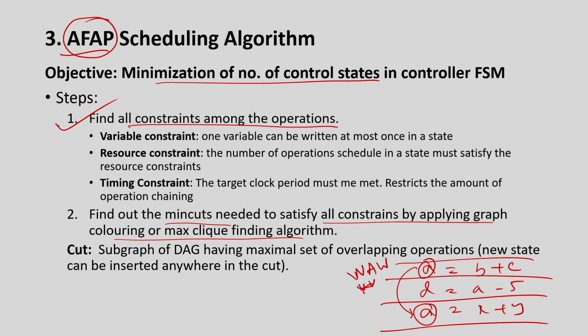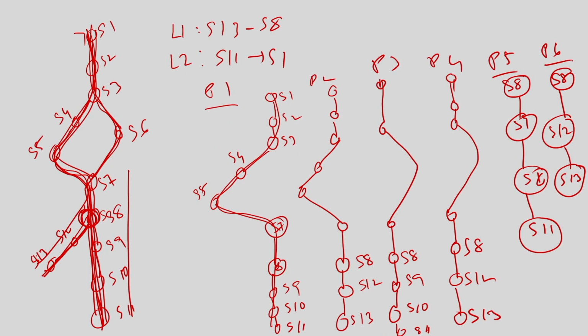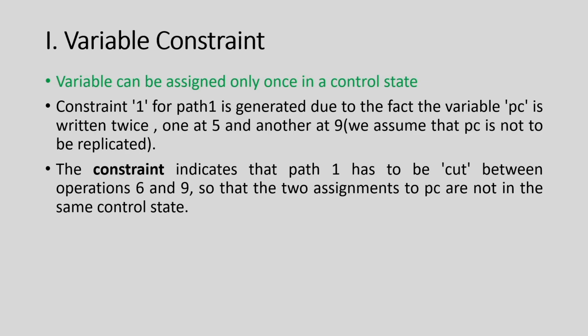Okay. So, in a path, there are many operations, right. For example, this path has 10 operations: 1, 2, 3, 4, 5, 6, 7, 8, 9, 10. Okay. So, there are 10 operations and I want to identify the minimum number of control states to schedule these 10 operations. So, the first constraint is the variable constraint.